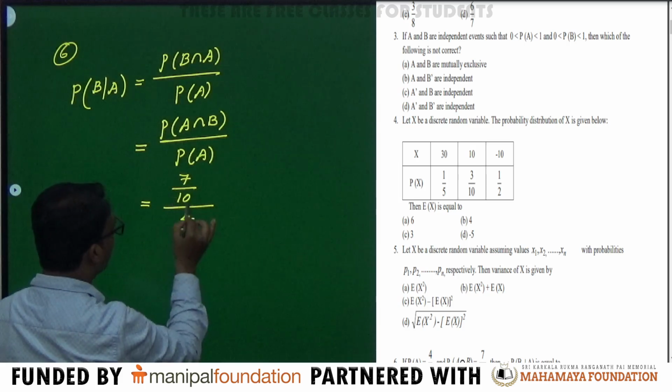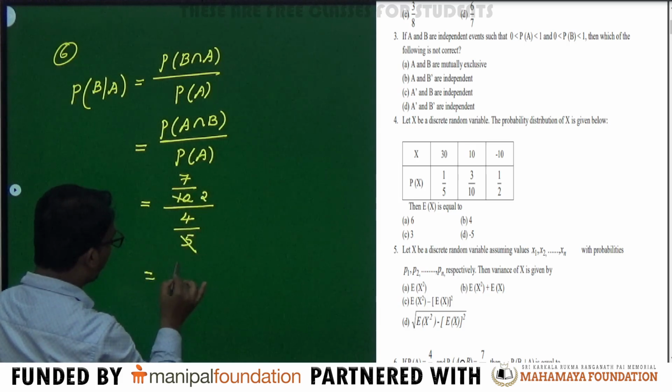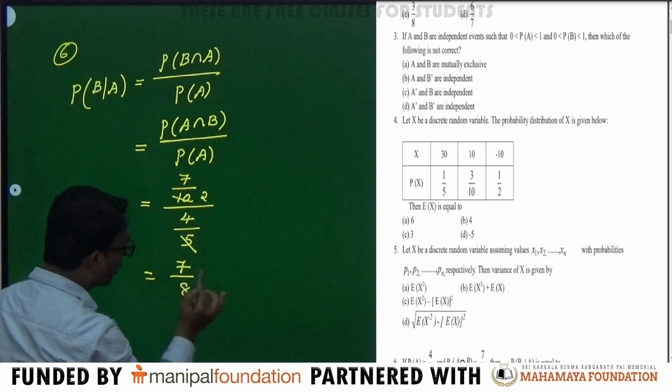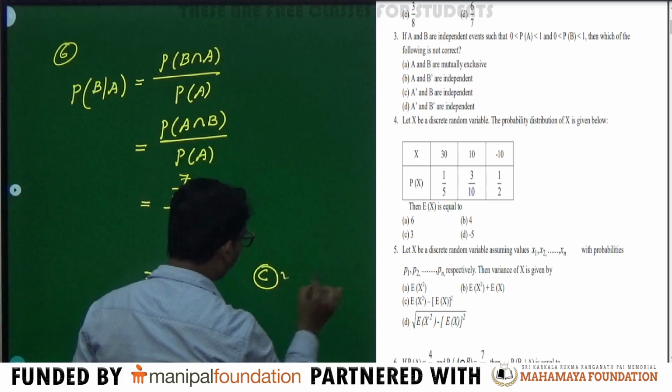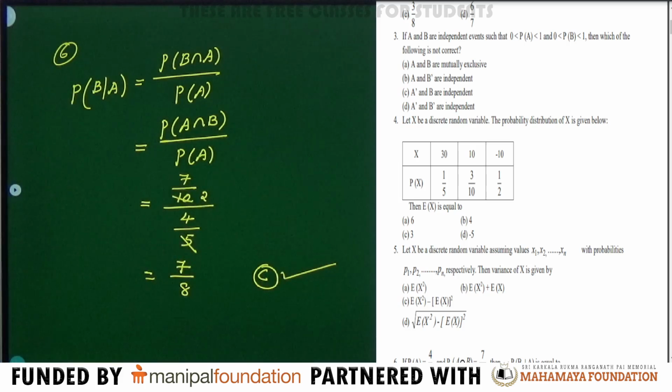This is 5 ones are 5, twos are. After simplification, we will get 7 by 8. Therefore, the correct answer is option C. For the question number 6, answer is option C. Next problem.